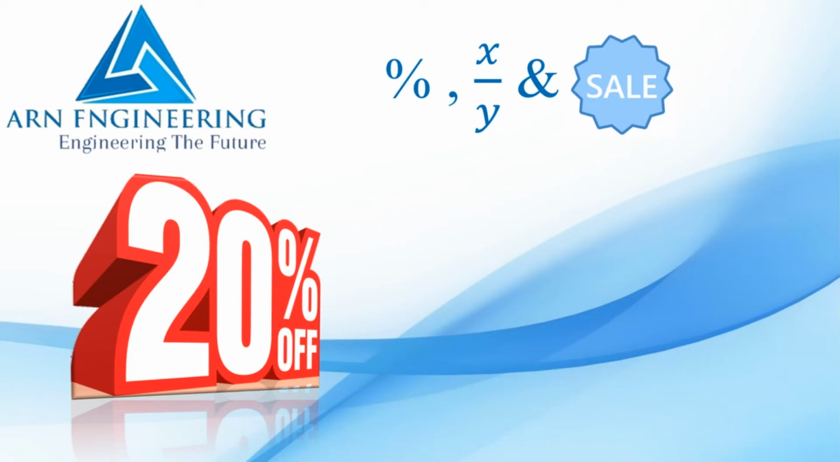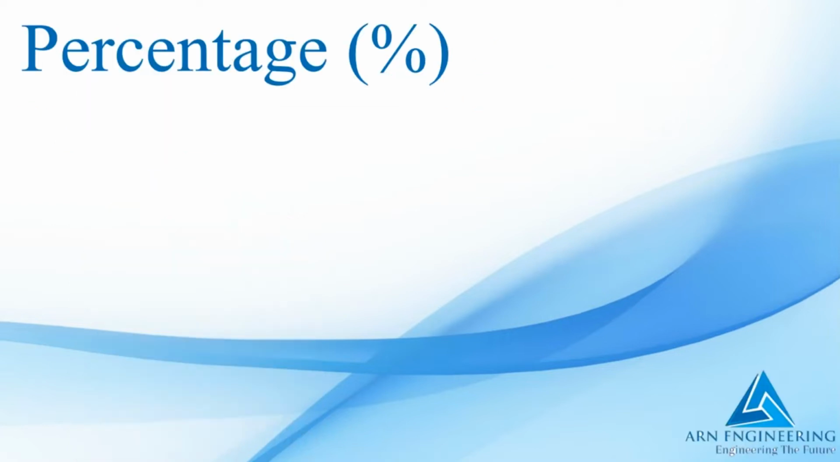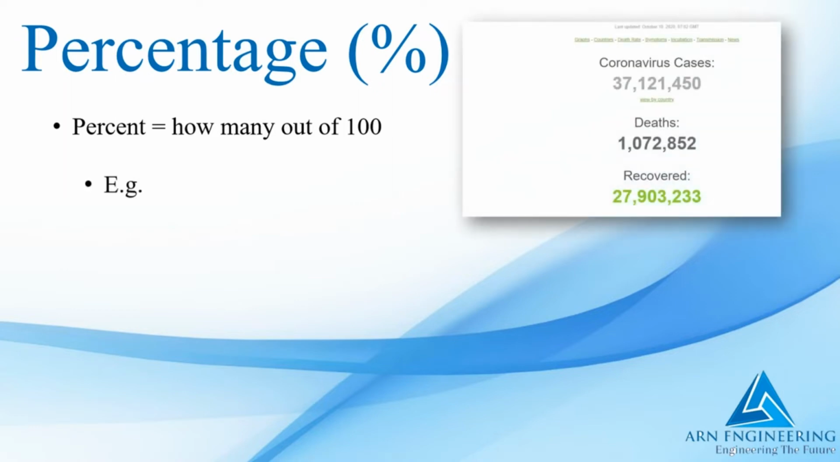Today I will explain percentages, ratios, and we will go through an example where we calculate the discounted price of an item that is on sale. So a percent basically means how many out of every 100 of something. Don't worry, it will make more sense when I explain it further. So let's go through an example that is relevant to the current times.